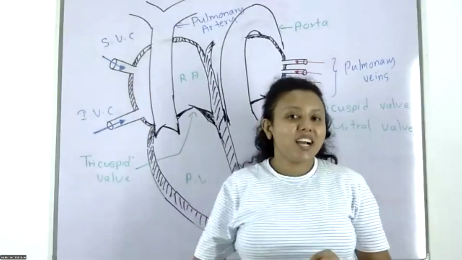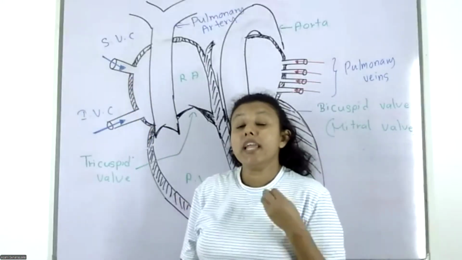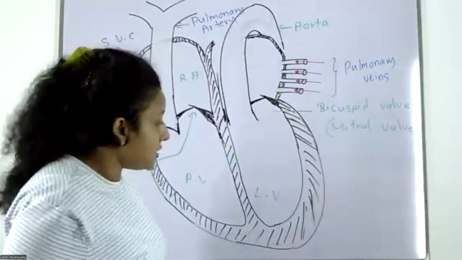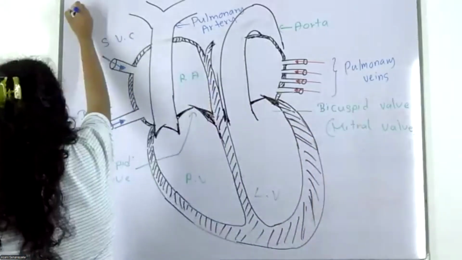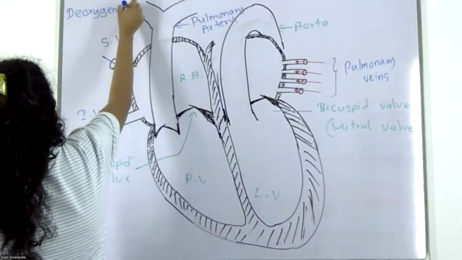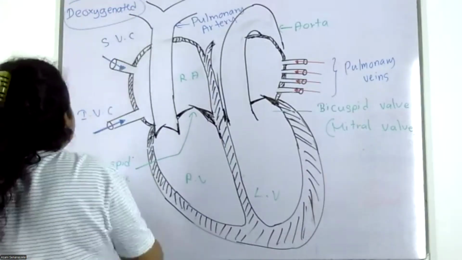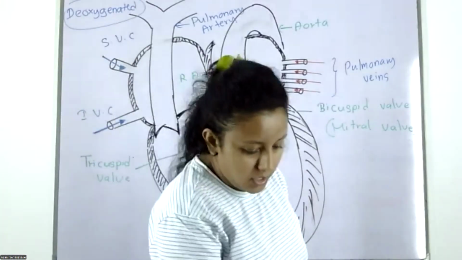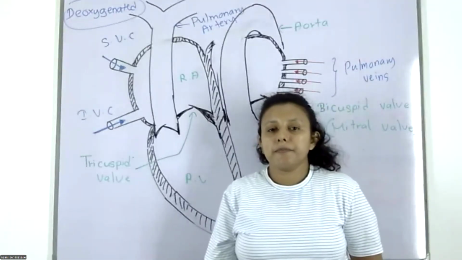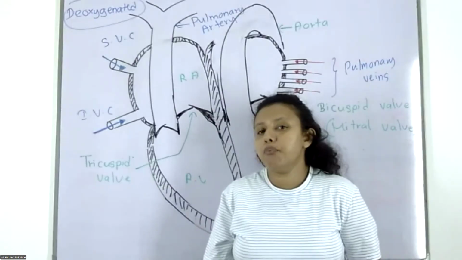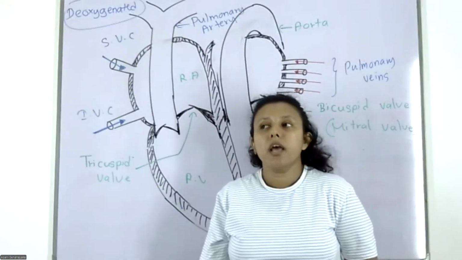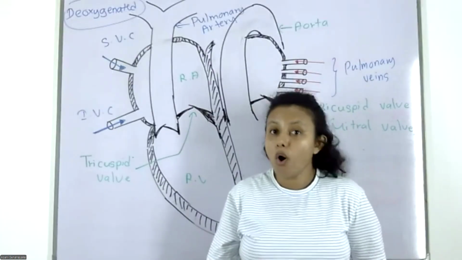The superior vena cava brings deoxygenated blood. We call it deoxygenated. I write it here: deoxygenated. What is meant by deoxygenated? Now, students, we will discuss this in more detail later, but you have the common knowledge: the main function of blood is transportation of oxygen. There are some other functions, but the main function is transportation of oxygen.